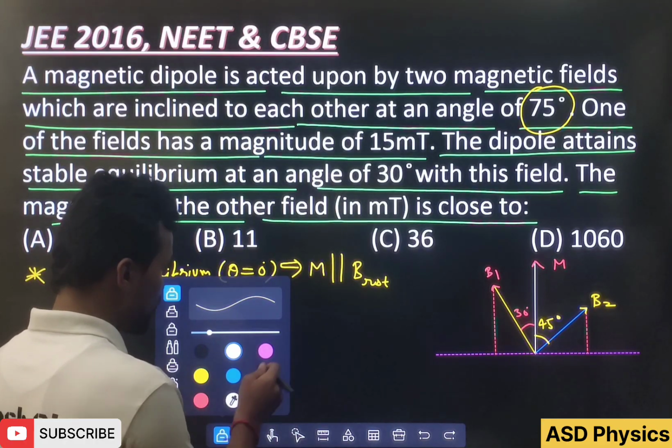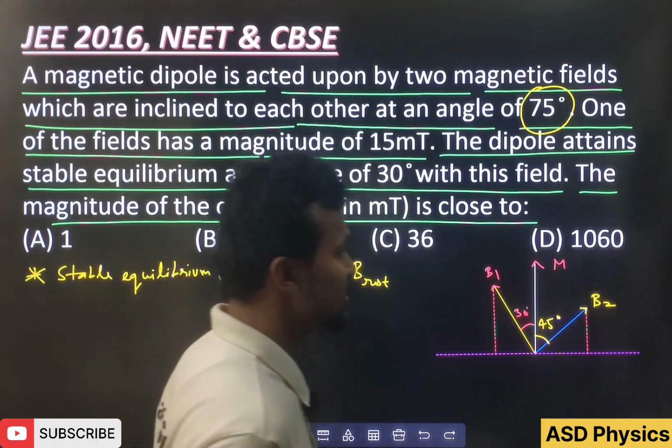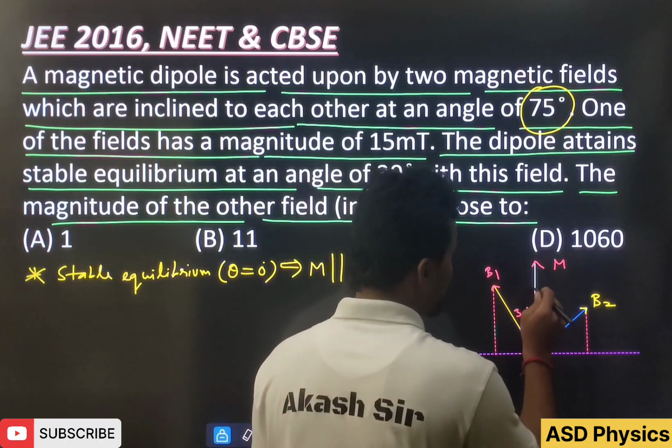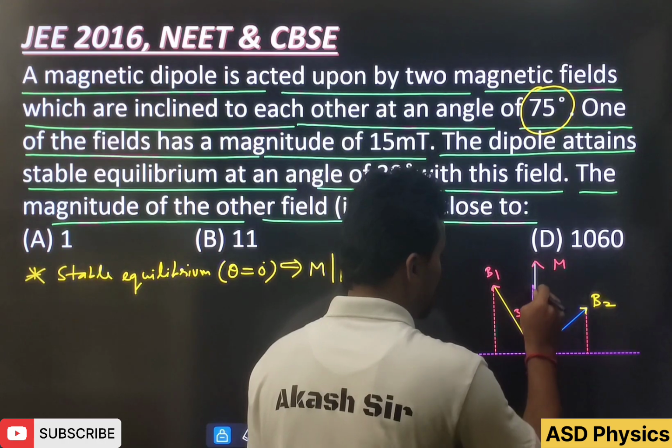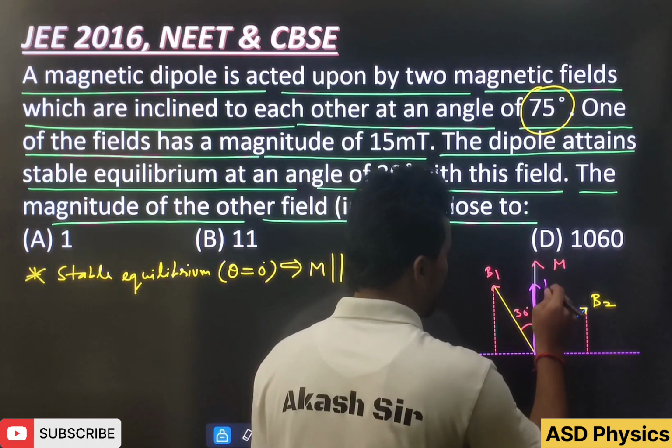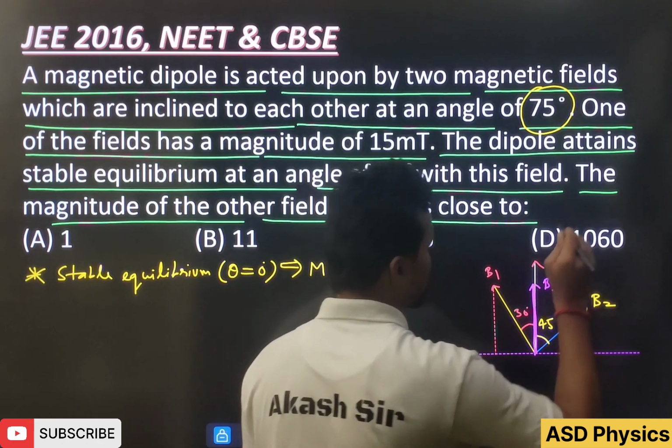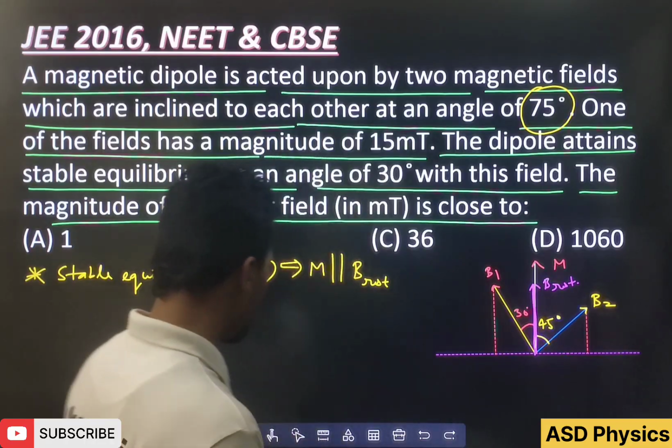Now what we want is that the resultant magnetic field should be in which direction? This direction. Resultant magnetic field should be in this direction. B resultant should be in this direction. Is it? So for that, what should happen?